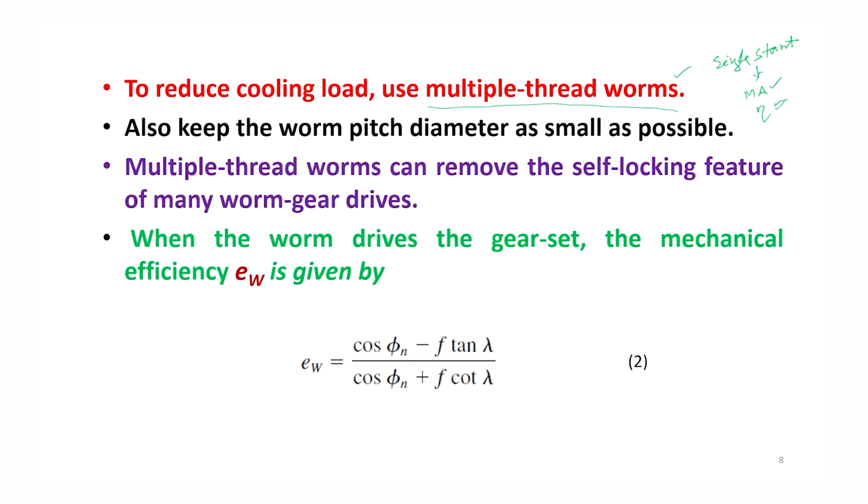When the worm drives the gear set, the mechanical efficiency ew is given by cos of the normal pressure angle, minus coefficient of friction multiplied by tan of the lead angle, divided by cos phi n plus f cot lambda. Now, if the gear will be the driving member, then the efficiency will be different, that we will study later on.